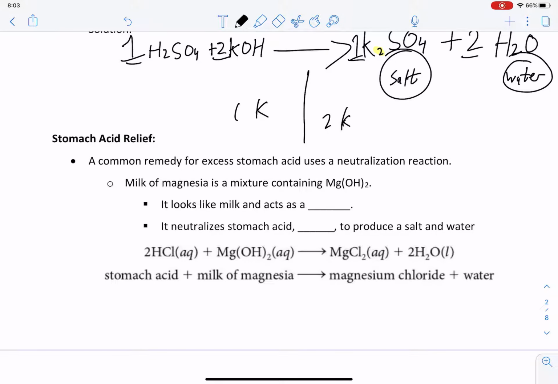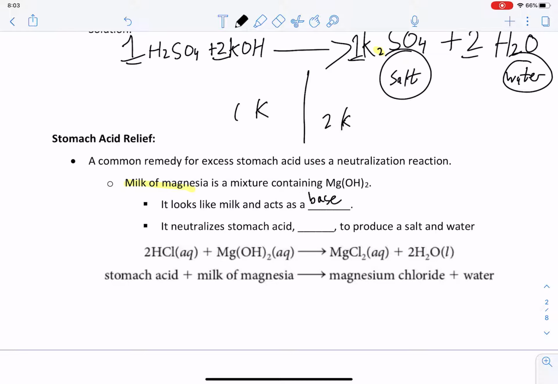All right, so lastly, stomach acid. Sometimes you can have excess amounts of stomach acid in your digestive tract, and that can cause irritation or burning, or an upset stomach. And so sometimes there's an over-the-counter remedy you can get called milk of magnesia. This is a common over-the-counter product that is a remedy for excess stomach acid. It's a mixture containing magnesium hydroxide. It looks like milk and acts as a base. It's going to neutralize that strong acid.